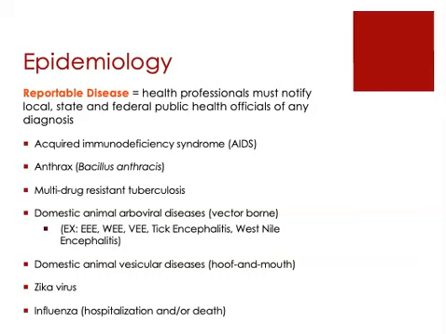So, for example, if a physician were to diagnose someone with HIV/AIDS, or as a veterinarian, if I were to find an animal that I suspected had anthrax, or people who are diagnosed with multiple drug-resistant tuberculosis. All of these are reportable diseases. The professional who makes the diagnosis is responsible for reporting it. And again, it travels up the chain. It gets reported locally, and then to state officials, and then finally to the federal government, depending on the disease.